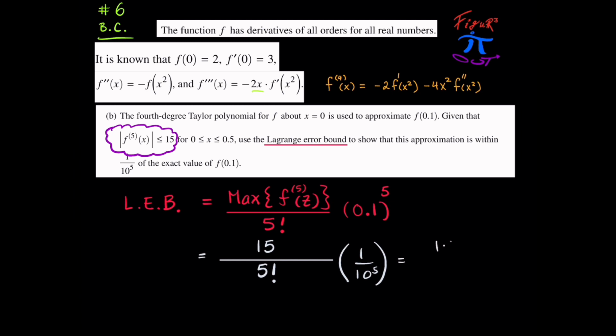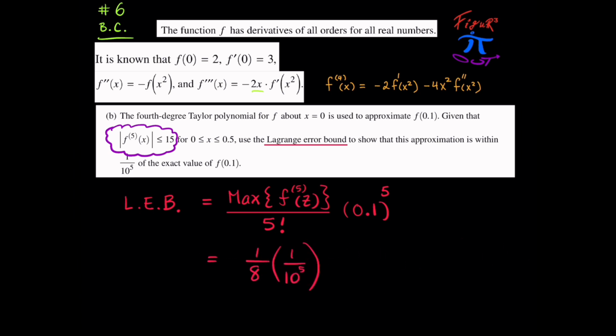Now that coefficient in front of 1 over 10 to the 5th, in other words 15 over 5 factorial, can be simplified pretty easily. And that's going to evaluate to, let's see, with a little cancellation here, 1 over 8 times 1 over 10 to the 5th. And that there is clearly going to be less than 1 over 10 to the 5th. So by Lagrange's error bound, we have shown that the approximation is within 1 over 10 to the 5th of the exact value of f evaluated at 0.1.